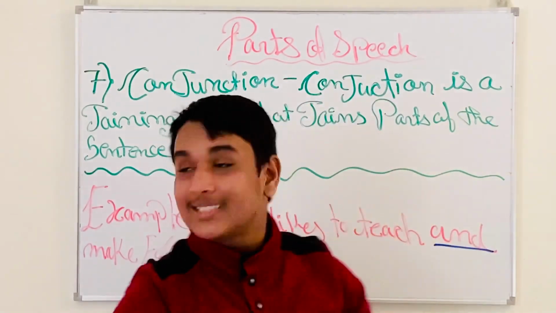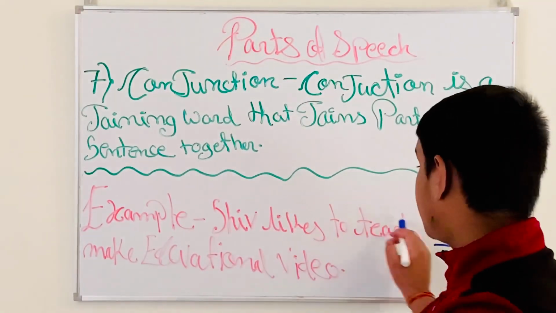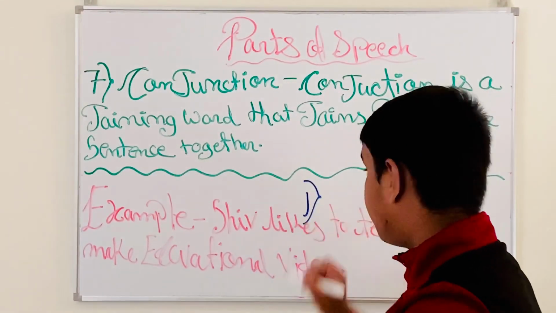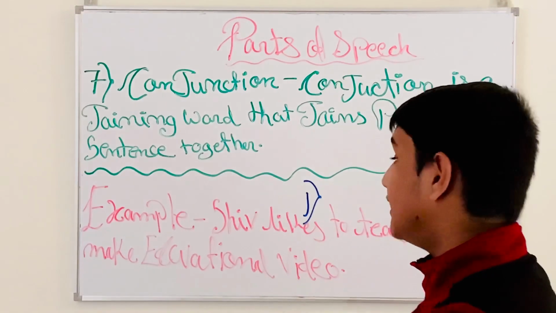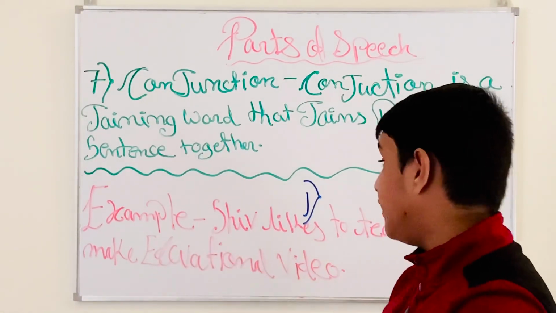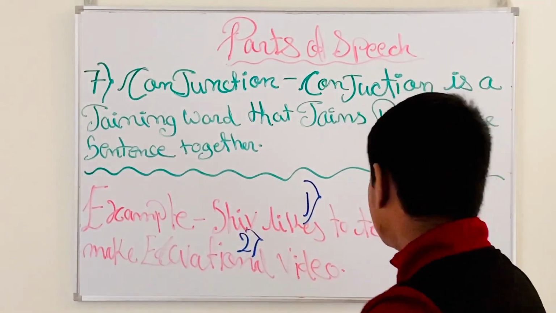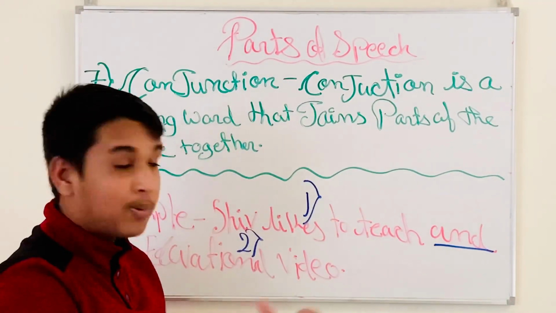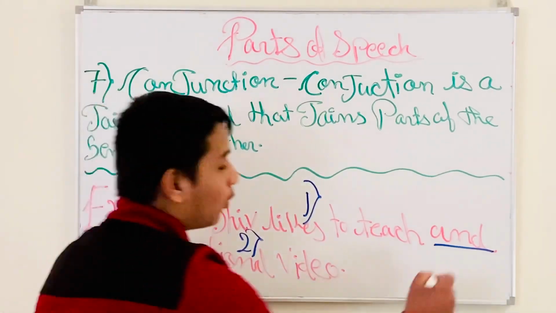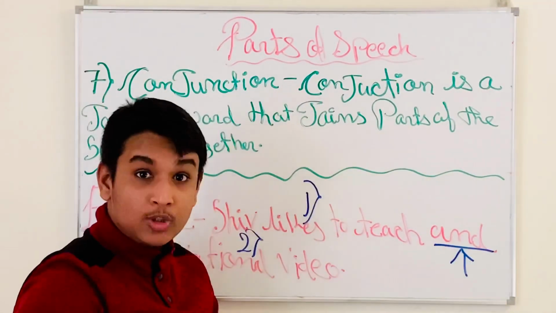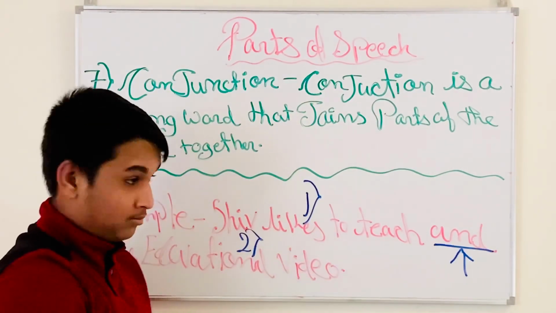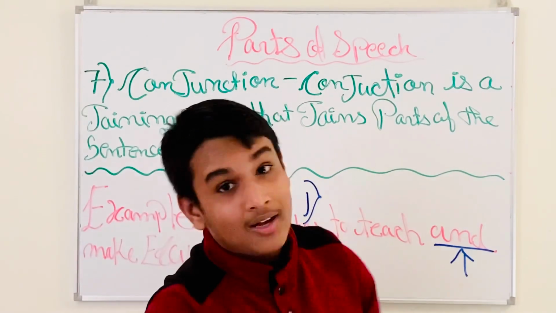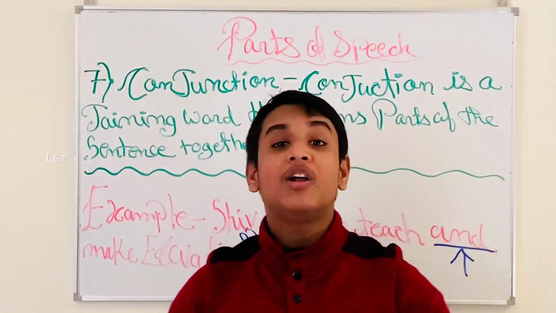Now let's look at the second example. Shiv likes to teach. That is my first sentence. And he makes educational videos. This is my second sentence. So how will I connect these parts of sentences? Well, I can use the word and, which is a conjunction. Now I will say, Shiv likes to teach and he makes educational videos. That's conjunction. Now we learned what is conjunction.